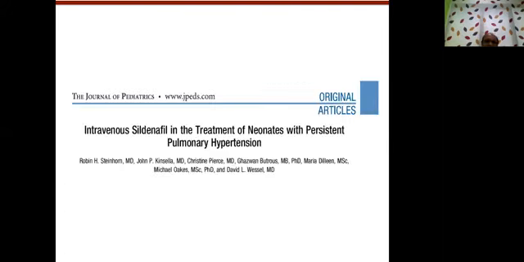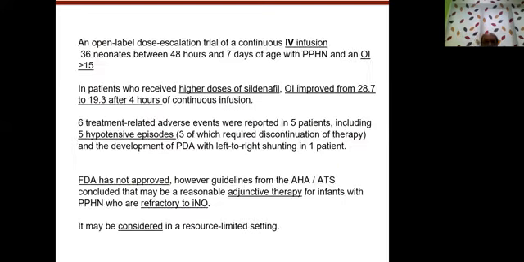Similarly, Steve Horn looked at use of intravenous sildenafil, and what he did was an open label dose escalation study, which looked at IV infusion of sildenafil for babies between 48 hours to 7 days of age with severe PPHN with the oxygenation index more than 50. In these babies, when they started, there was a significant OI improvement by 10 points. From 29, it dropped down to 19. But what they found was severe hypertension in 5 of those babies, and they had to stop this study.